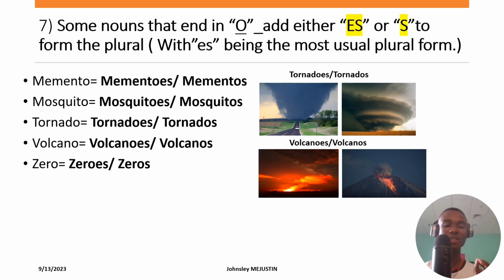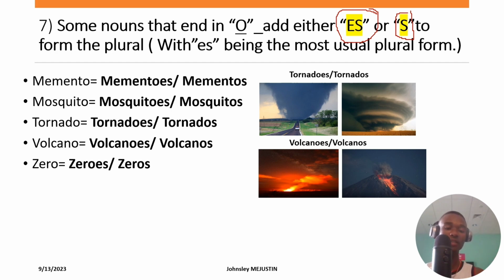Okay, number 7. Some nouns that end in O add either es or s. I highlighted this one for you because it's important. Some words that end in O, if you want to have the plural, you can add both. When I say both, I mean either es or s.